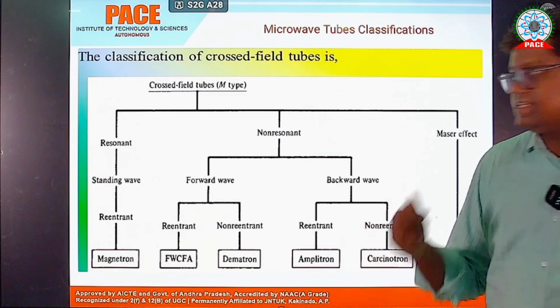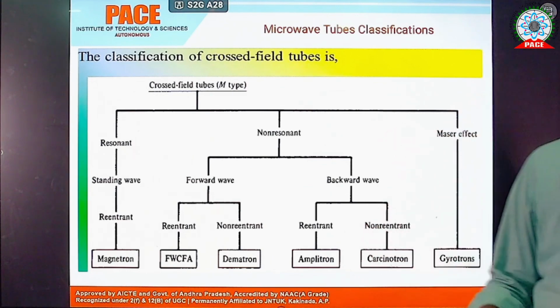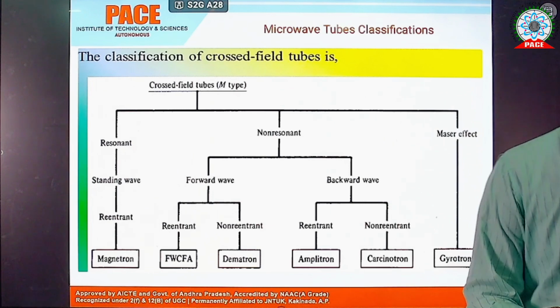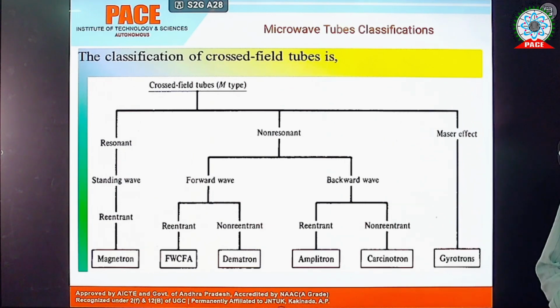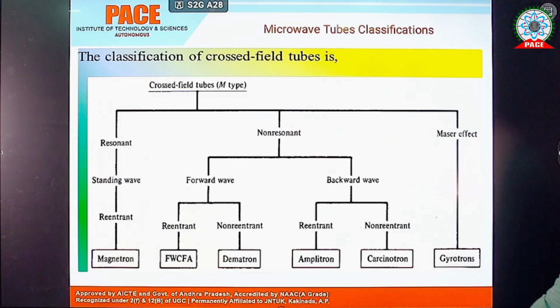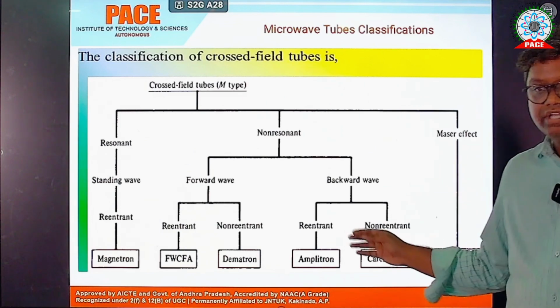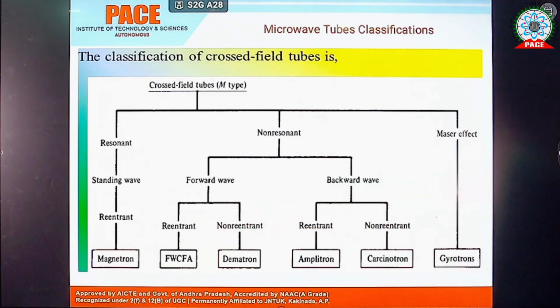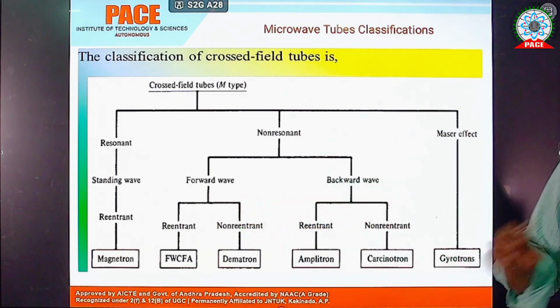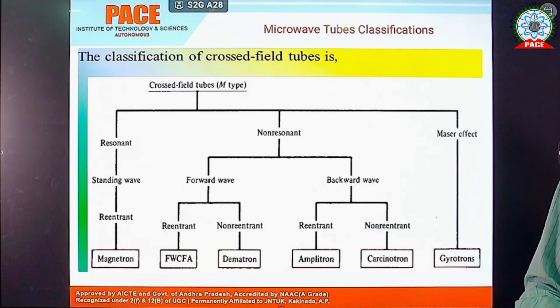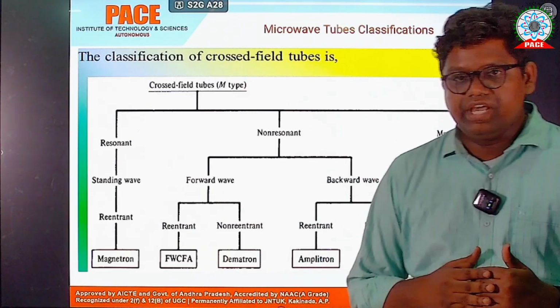Coming to the non-resonant case, there are two types again. For non-resonant cases, we will be using forward wave and backward wave. So for forward wave, reentrant and non-reentrant. For backward wave also same thing, but the only difference is forward wave will be used for forward applications, and backward wave will be used for backward applications. So this third one, maser effect, gyrotrons, which will be used in day-to-day scenarios.